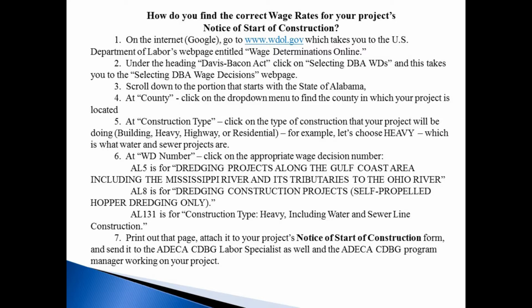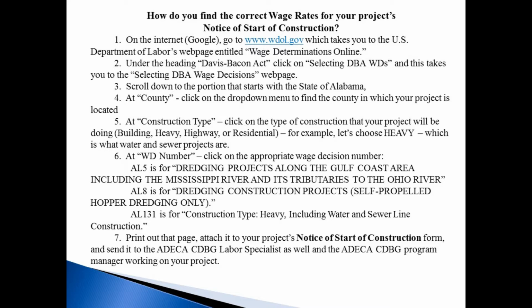webpage. Scroll down to the portion that starts with the state of Alabama. At County, click on the drop-down menu to find the county in which your project is located. At Construction Type, click on the type of construction that your project will be doing, such as building or heavy or highway or residential. For example, let's choose heavy, which is what water and sewer projects are. At WD number, click on the appropriate wage decision number.